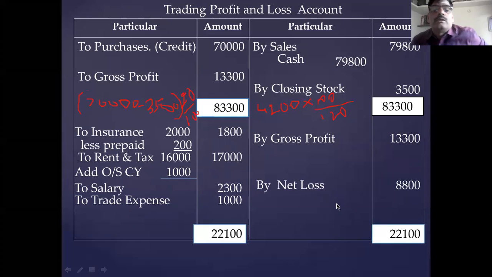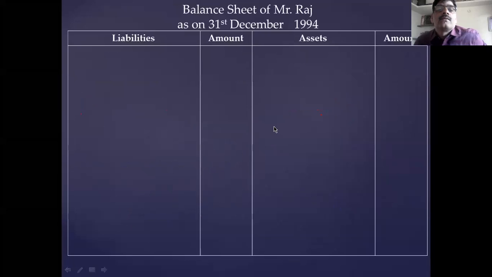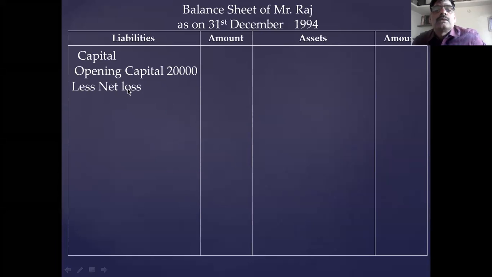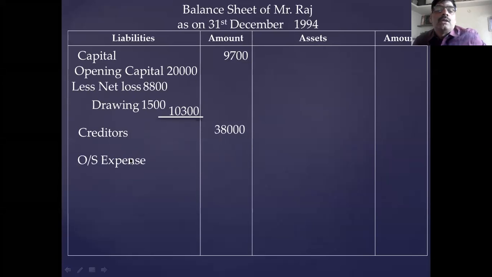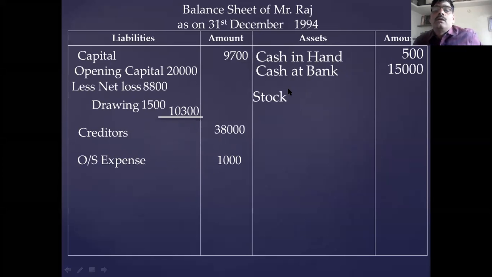Okay, only 1 minute time is there. I'll complete within 1 minute. Now you see the balance sheet. In the balance sheet, you take the opening capital 20,000. There is no addition. You deduct there. First net loss 8,800, drawing 1,500 from the cash book. So total 10,300 you deduct, 9,700 is the capital. Then creditors balance 38,000. Next is outstanding expense 1,000. Come to the asset side. Cash account balance 500. Bank account balance 15,000. Then closing stock 3,500, not 4,200.